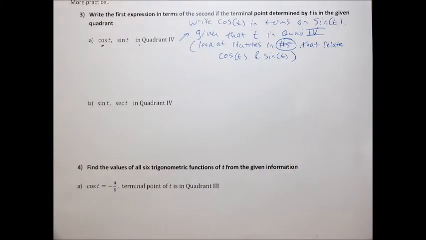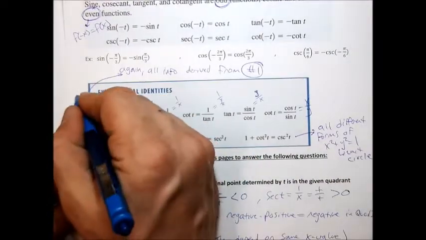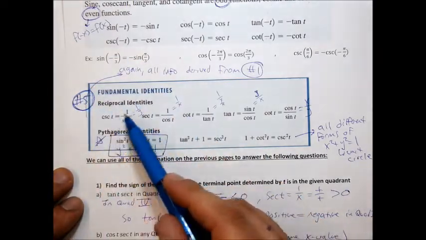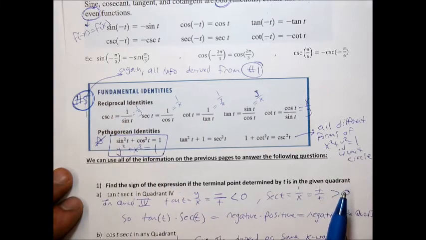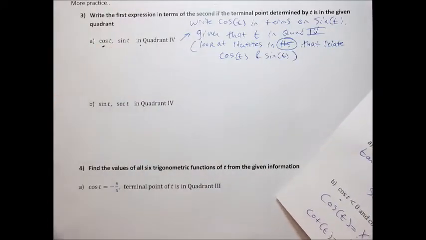Let me take out that box here. And so this is box number 5 that I'm talking about, this one right here. I didn't have it labeled, but I will label it now. Box number 5. This is all the identities, and this is how we can take one trig function and write it in terms of another. And so in this problem, we want to write cosine in terms of sine.